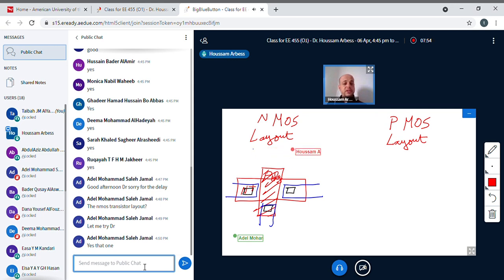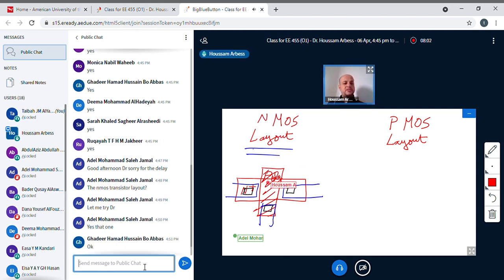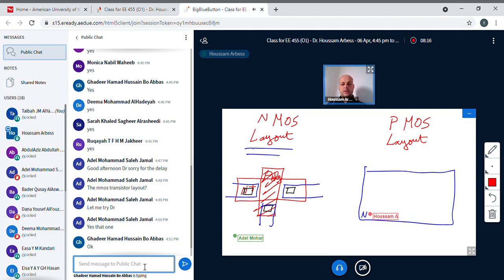Is it clear, guys? This one is called layout. When you sketch the different masks on top of each other, this is the layout. Now, what is the layout for PMOS? What do you have more in case of PMOS? In case of PMOS, we have to add what? First, we should have NWell, and the PMOS will be inside.